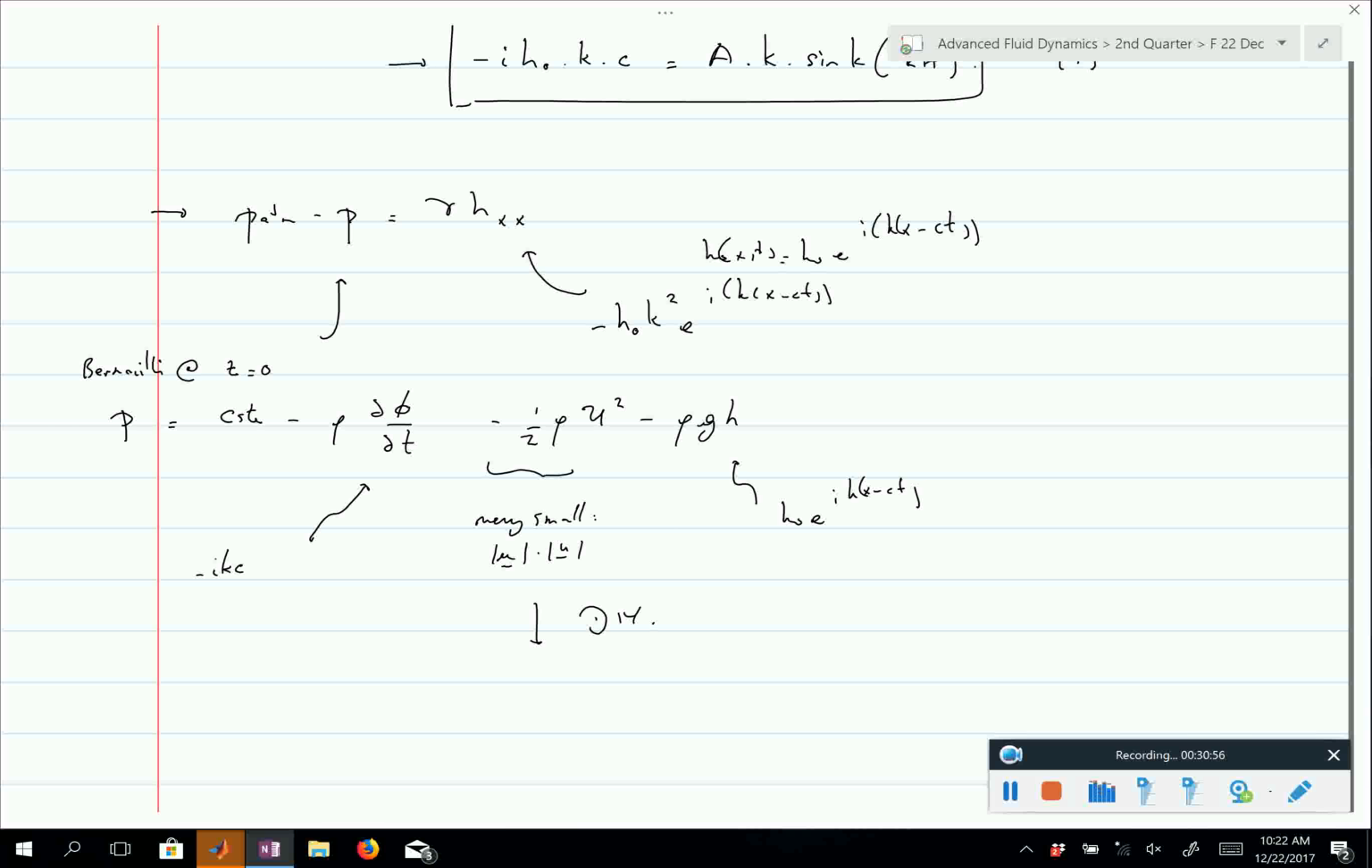Oh no, I haven't put it down. Oh yes, I have. Will give you minus i k c rho times a cosine k h plus rho g h naught plus gamma h naught k squared equals 0.